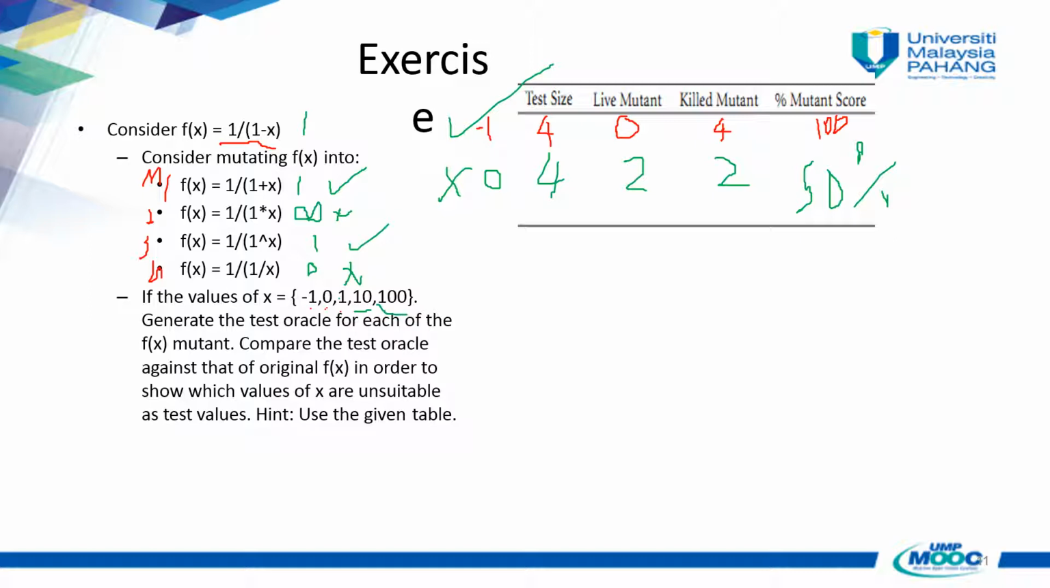So you can apply to find the adequacy of each, the 1, the 10, the 100. If all the mutants are killed, they can be good test cases to be used for testing the system. You can apply any other examples to increase your understanding.